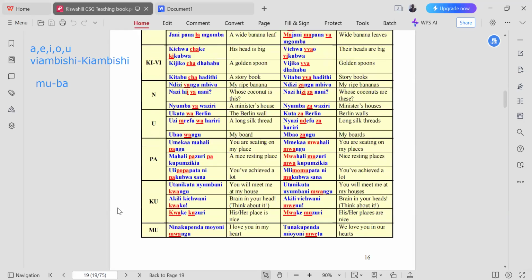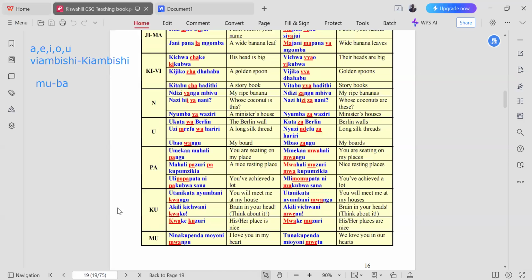What is ukuta? Ukuta is a wall. A wall. Yeah, a wall. Any wall. Ndizi, banana. Banana, yes. Nazi, bananas? No. No, Nazi are not bananas. Oh, coconut. Nazi is like a coconut. Right. Nyumba, house. We call it nyumba as well.